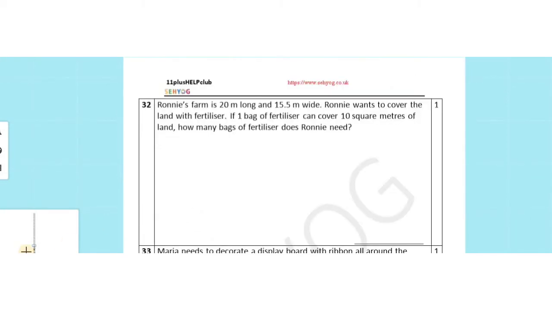Number 32. Ronnie's farm is 20 meters long and 15.5 meters wide. Ronnie wants to cover it with fertilizer. So, basically Ronnie will cover the area of the land, which is 20 times 15.5, which is equal to 310 meters square. Now, one bag of fertilizer covers only 10 square meters of land.